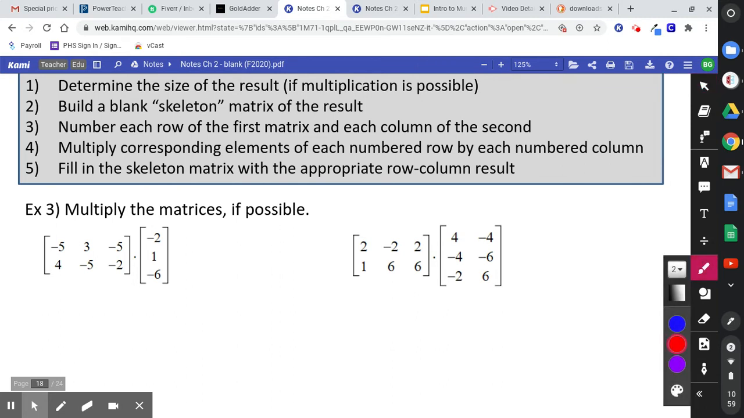So this is a 2 by 3 times a 3 by 1. So step 1 says determine the size of the result. These two things are equal, so we know that the result is going to be a 2 by 1. Step 2 says build a blank skeleton matrix of the result.